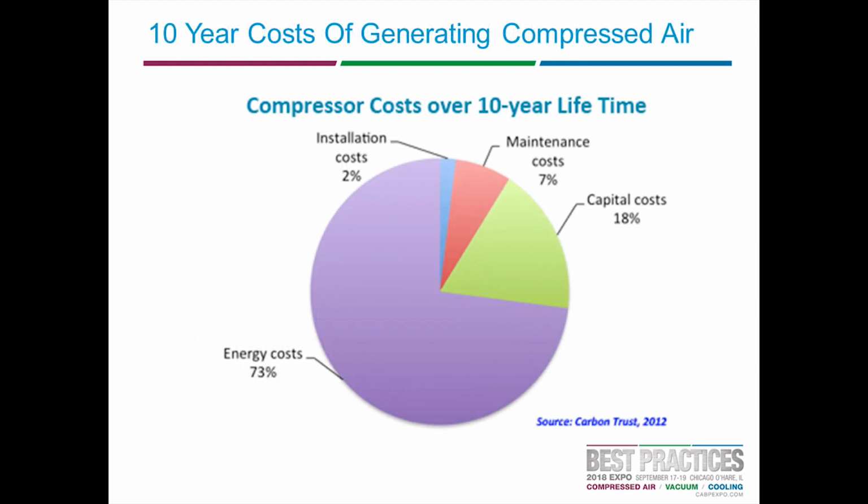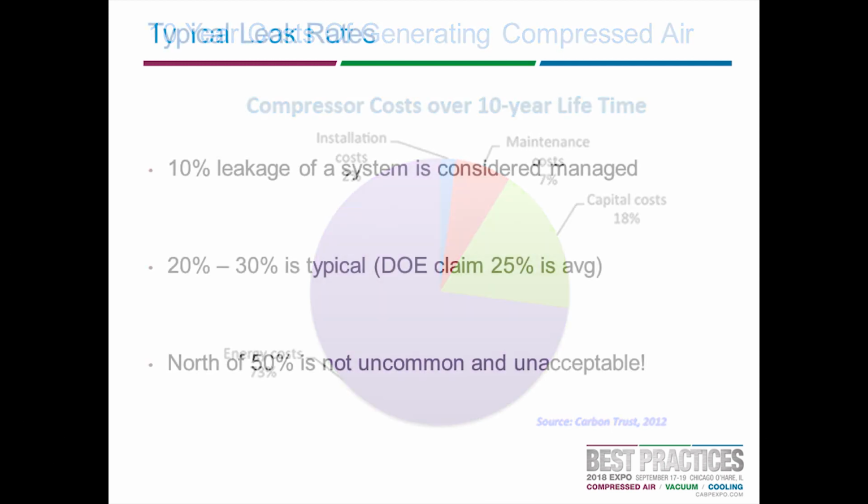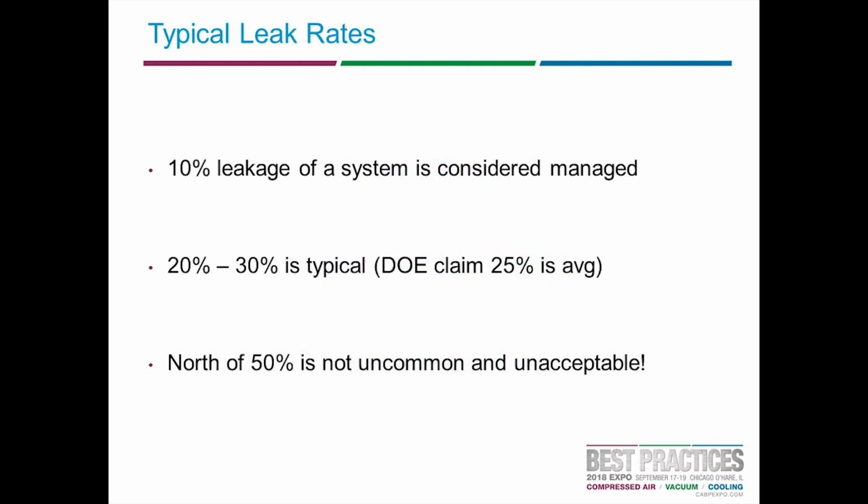This here shows the 10-year cost of a compressed air system. It's the complete opposite of what we just spoke about in the previous slide. As you can see, the energy cost is the most expensive by far. In this case, about 73%. The capital cost, including installation, is only about 20%, and the maintenance cost is 7%. But yet we focus so much on the capital cost and the maintenance cost that we forget about the energy of our system.